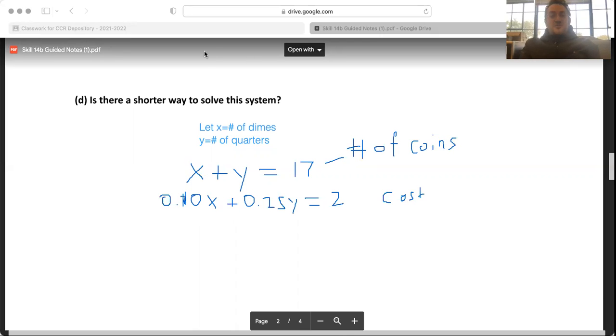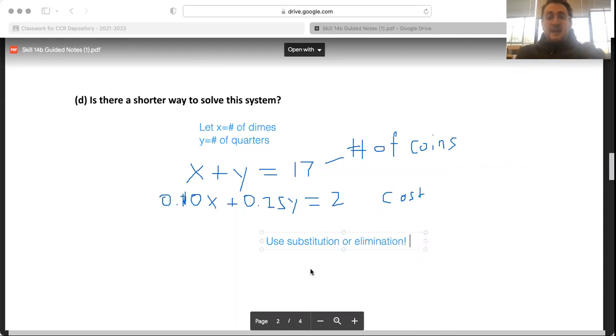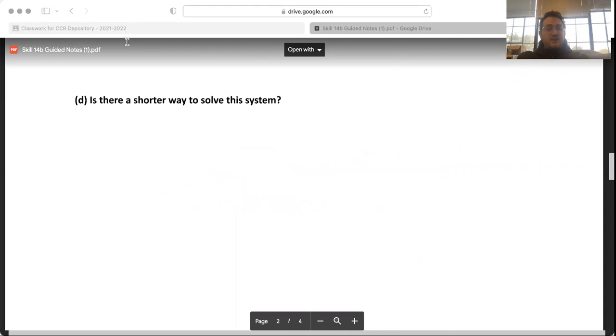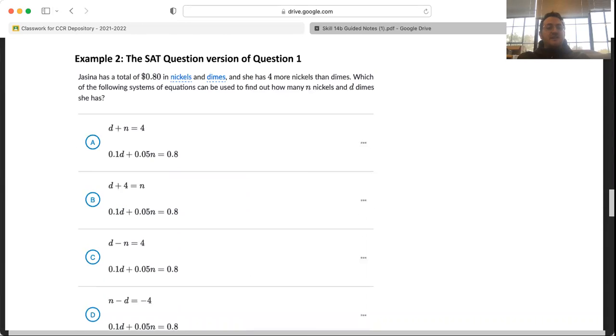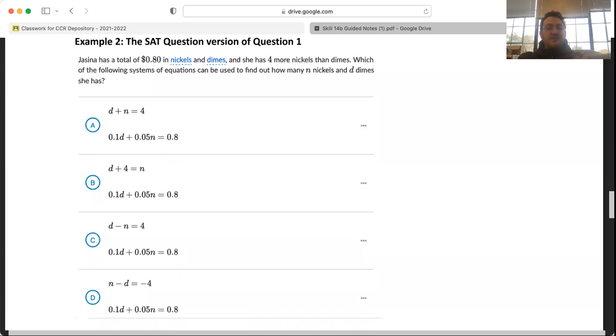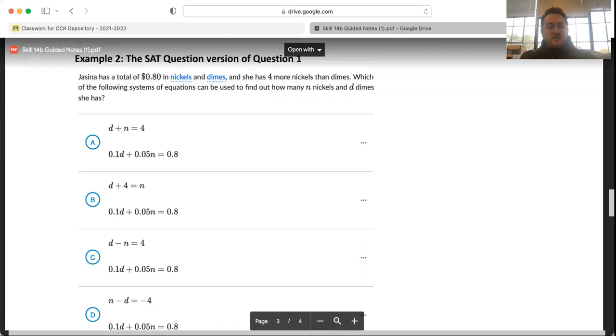And we could use, after that, substitution or elimination. Okay, let's take a look now at the next problem. So it turns out that there actually is a SAT problem related exactly to this. And they're not going to make you solve it, but they're going to make you come up with a system of equations. So we have a person named Jacina who has 80 cents worth of nickels and dimes.